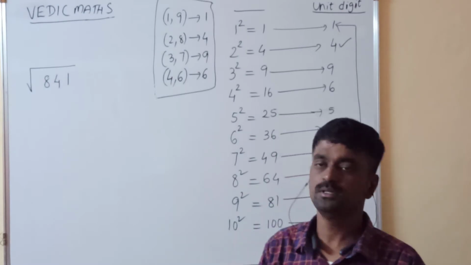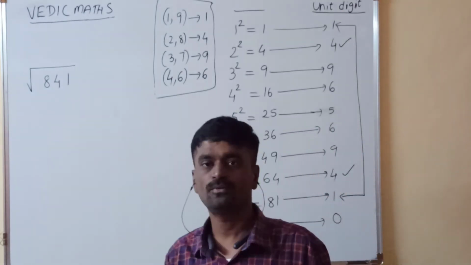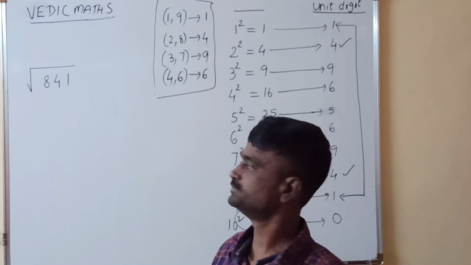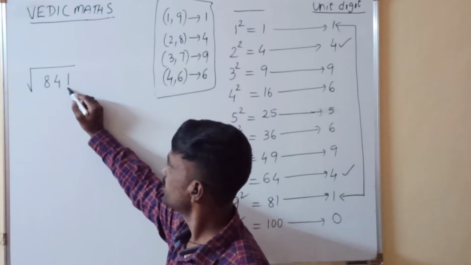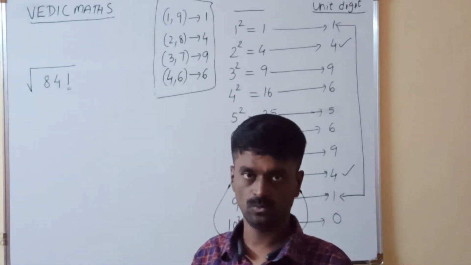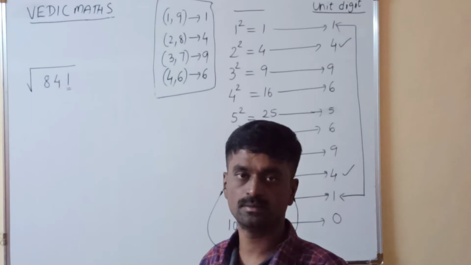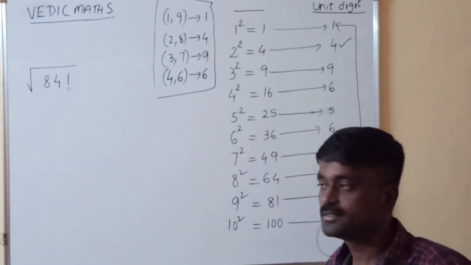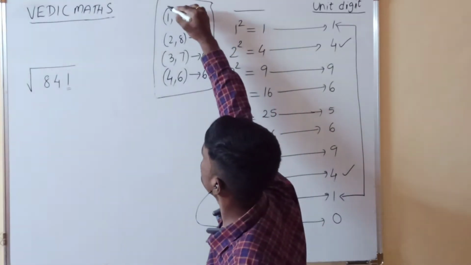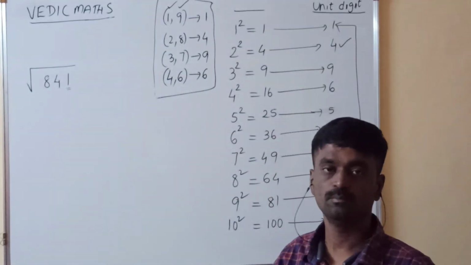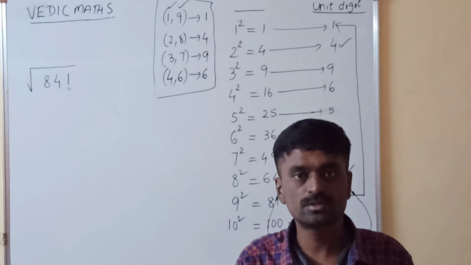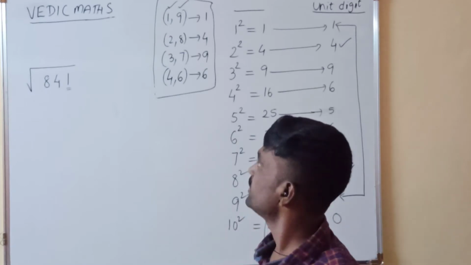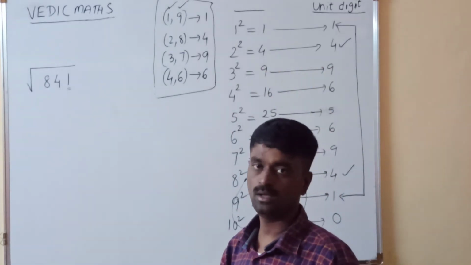So look at one simple example, square root of 841. In this given number, what is the last digit? 1. Automatically in the answer, the last digit should be either 1 or 9. Because if you take any number whose last digit is either 1 or 9, in its square, what will be the last digit? 1. Okay.